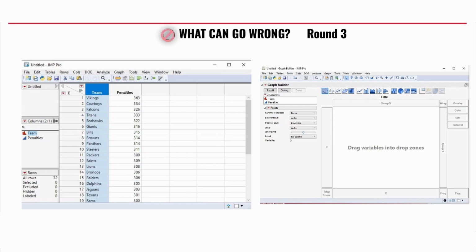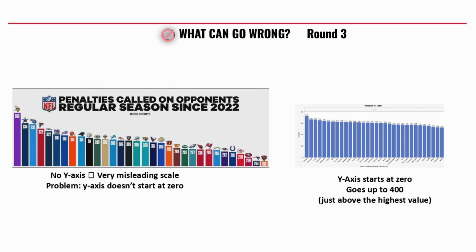So I went ahead and did that and started my y-axis at 0, and that's what you see on the right. Yes, the Vikings still lead the pack, but you can see that most teams actually have a very similar amount of penalties since 2022. It's just not as exciting to look at since they're all about the same height.